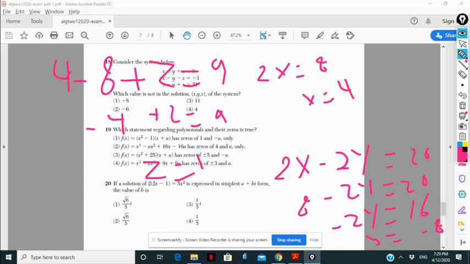I made a mistake. Oh, that's 12. Sorry. That's 12, so that's negative 6. So that's negative 2 plus z equals 9, that's 11. So I have the answer 4, negative 6, and 11. So negative 8 is incorrect. So 18 is number 1.